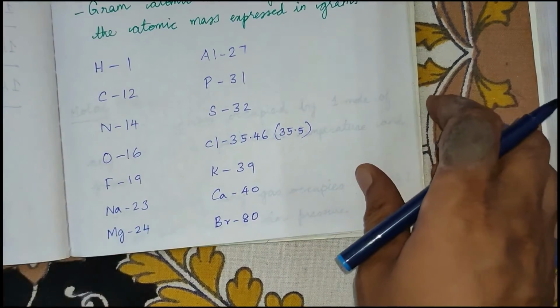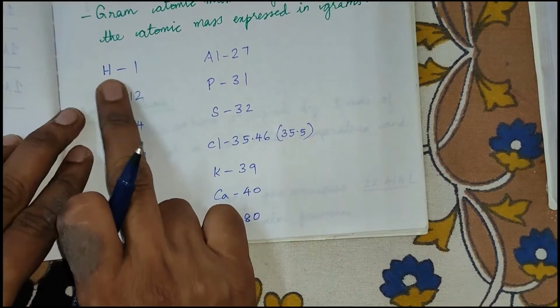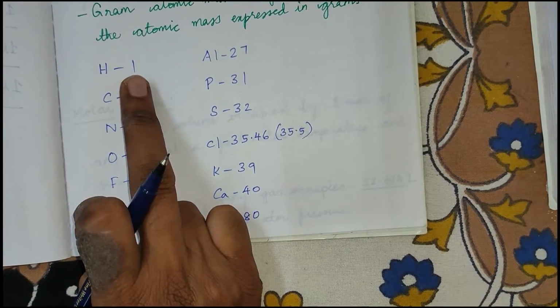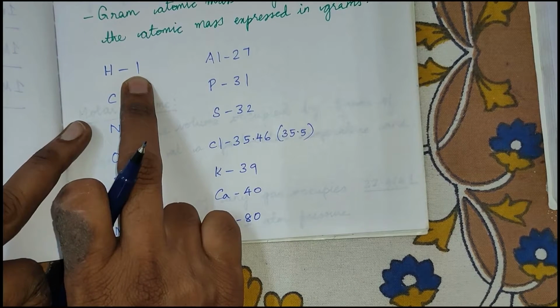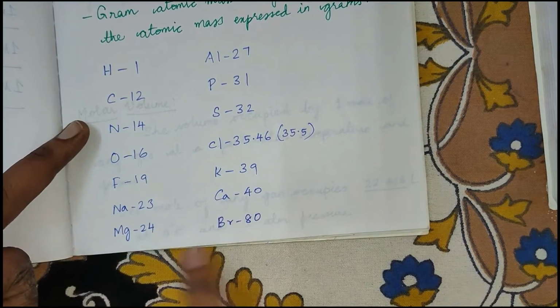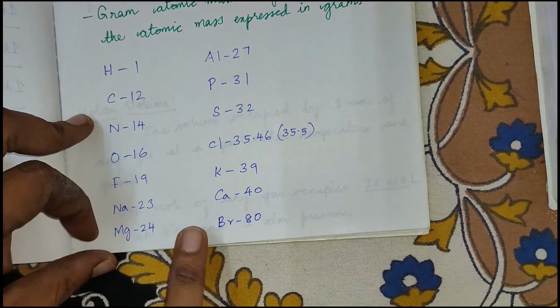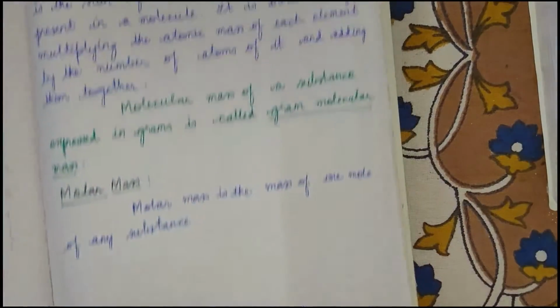So what is atomic mass? Atomic mass is simply the mass of each atom. One atom of hydrogen is going to be 1 atomic mass. The atomic mass of carbon is going to be 12 and so on. So we should memorize these values to work out problems. And the next is going to be molecular mass.